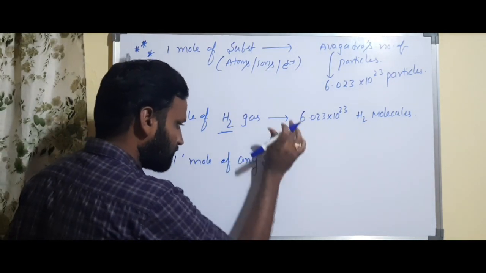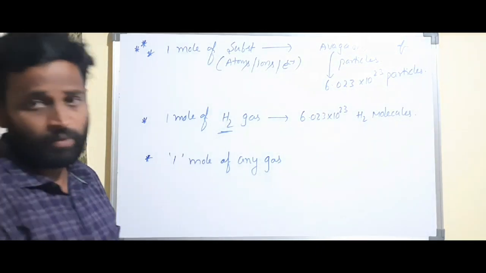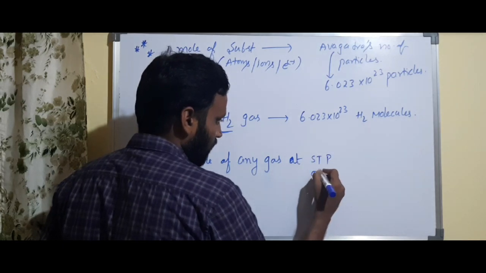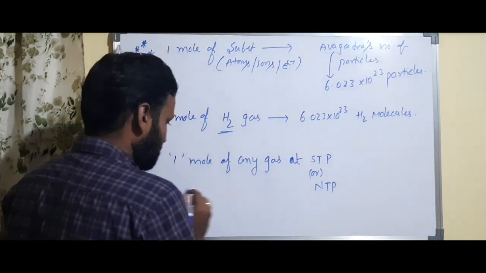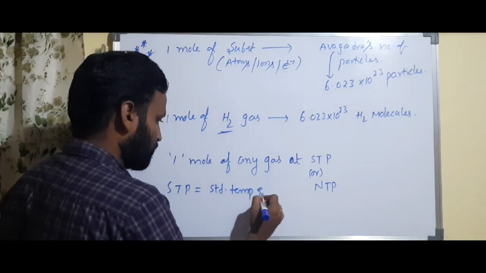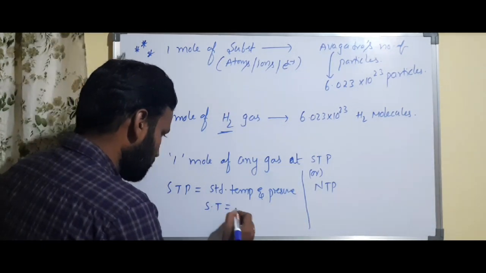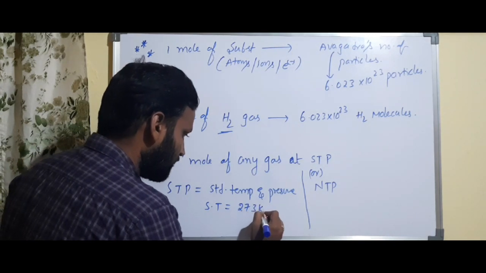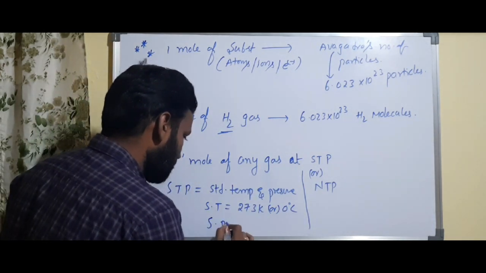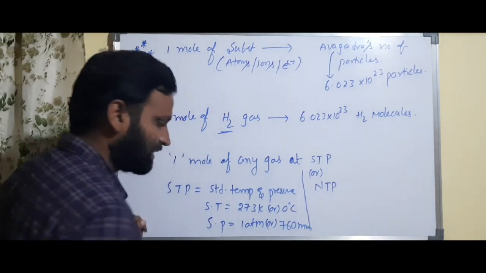So next, 1 mole of any substance, better to say directly any gas. For gases, this is very, very important. 1 mole of any gas at STP or NTP. What is STP? STP means standard temperature and pressure. Do you know what the standard temperature is? Standard temperature is 273 Kelvin or 0 degrees Celsius. Do you know the standard pressure? It is 1 atmosphere or 760 mm or 76 centimeter.